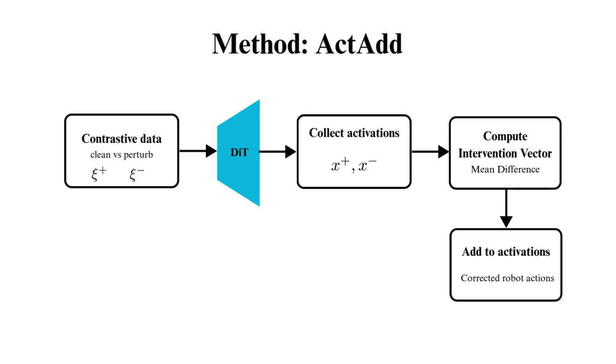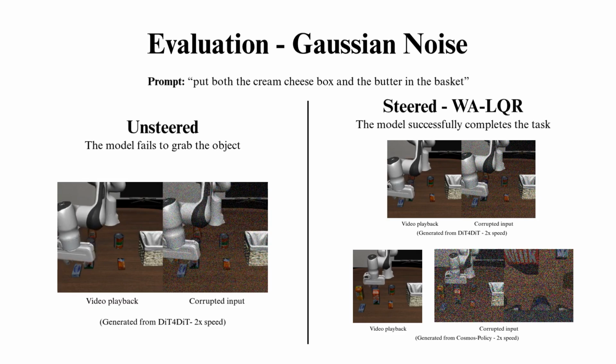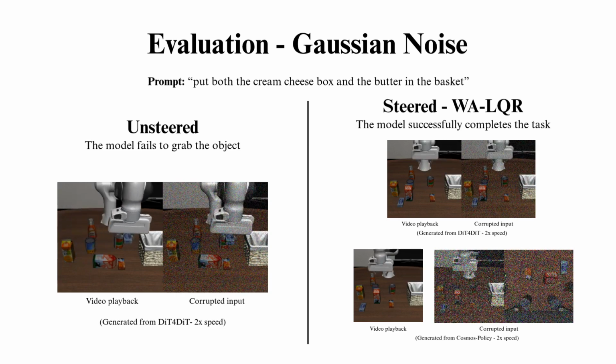The second method, WALQR, models the latent dynamics in a lower dimensional subspace and formulates steering as an optimal control problem that tracks a feature set point over the latent subspace. We evaluate our steering on improving WAM robustness to perturbations in the Libero 10 simulator environment.